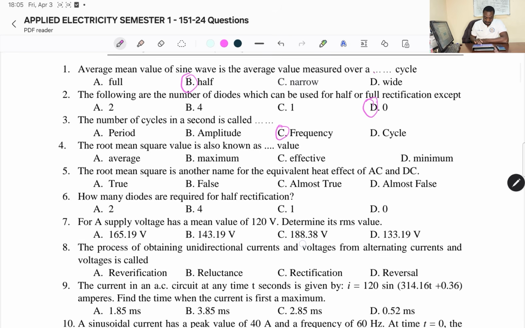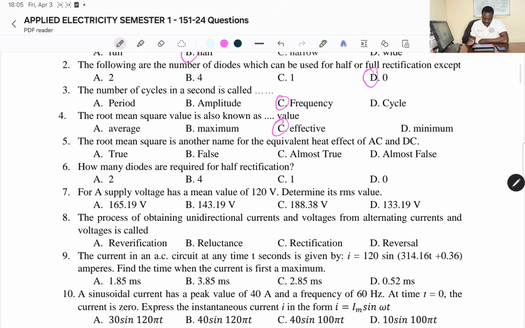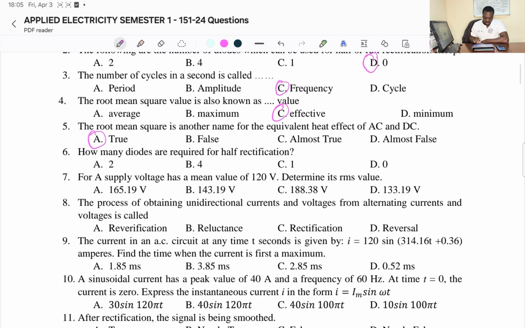Question 4. The root mean square value is known as the effective value. The root mean square is another name for the equivalent heat effect of AC and DC. So this is true. When you talk about root mean square value, we are talking about the alternating voltage value that is going to produce the same amount of heat as a DC voltage. So the answer here is true.